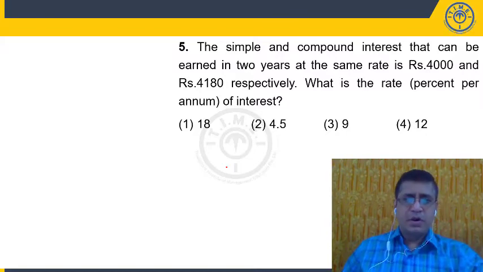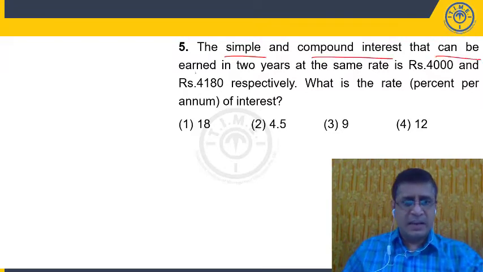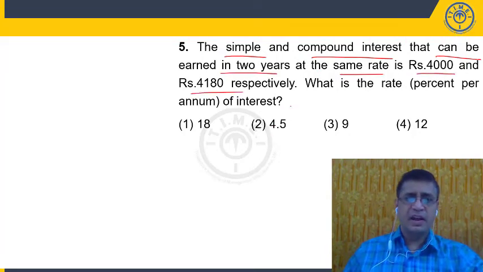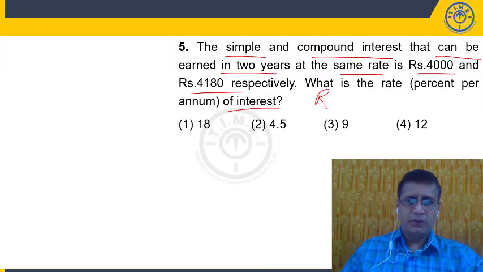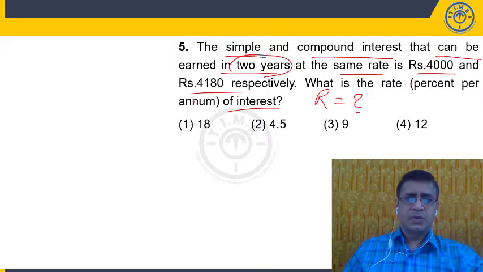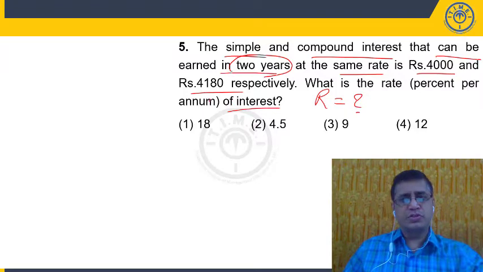And look at this question. The simple and the compound interest that can be earned in 2 years at the same rate is 4,000 and 4,180 respectively. What is the rate percent per annum? So rate of interest we need to find. The value of R. So what is the time period? It is 2 years. If you observe this example carefully, logically we can answer this question in a simple way.